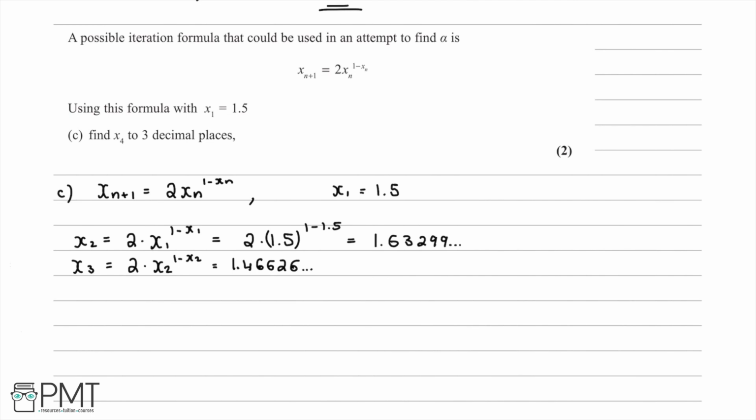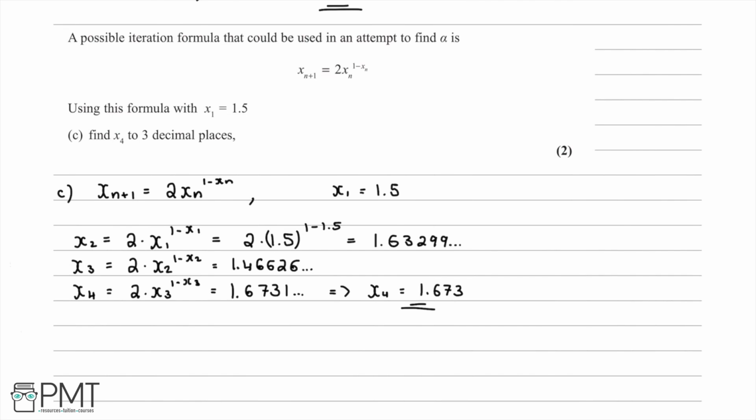If we do this once, this comes out as 1.46626 and so on. And we can then just press the answer button once more, which will give us the value of x4. So the formula stays the same, and this comes out as 1.6731 and so on, and we're asked to work out x4 to 3 decimal places. So we round this to 3 decimal places, which comes out as 1.673, and therefore we've answered the question.